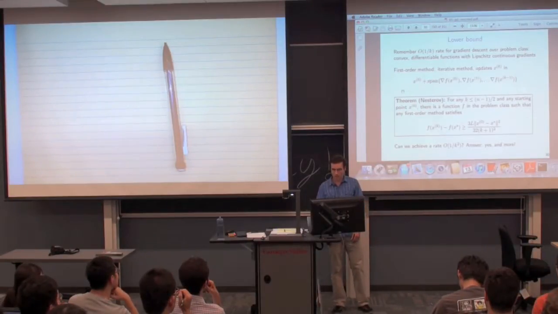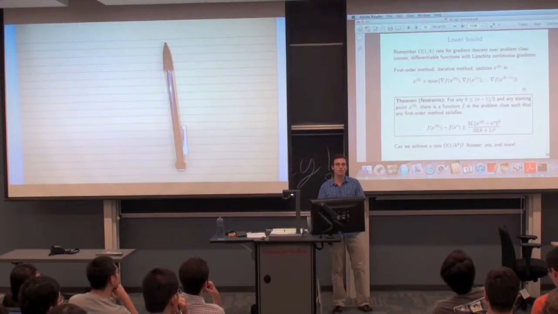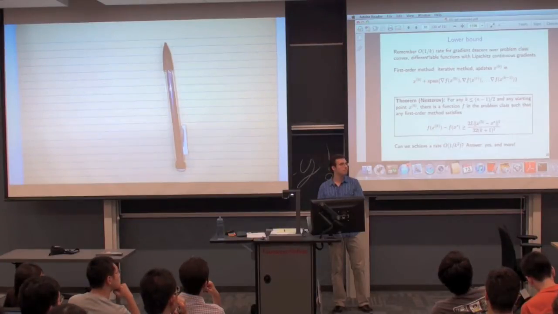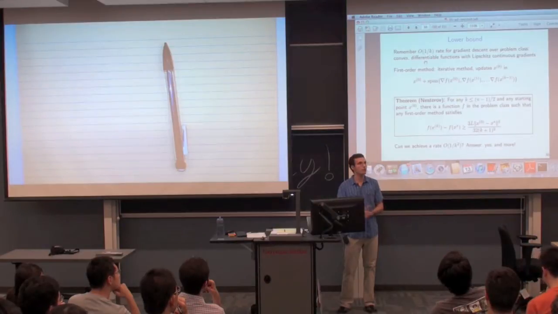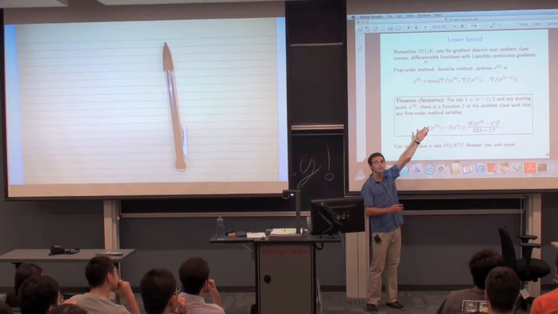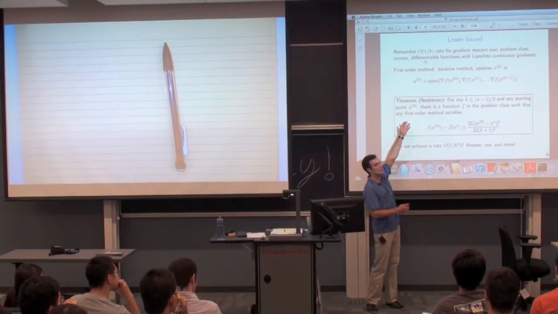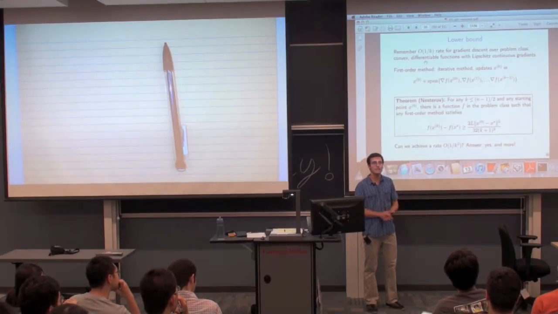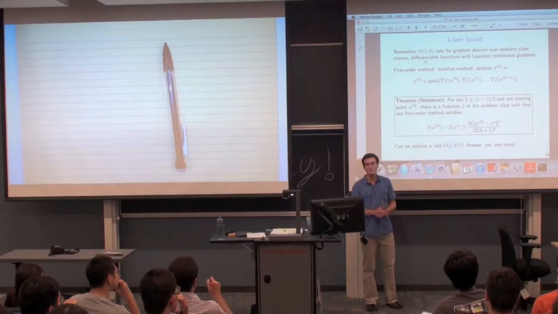This is a class of problems we're going to be interested in for the next 3 lectures. And we got this 1 over k rate for gradient descent. So you might ask, how good is that? Is there another first order method, one that only uses gradients we've seen so far and the initial guess, that does better than gradient descent? Is 1 over k competitive or not?